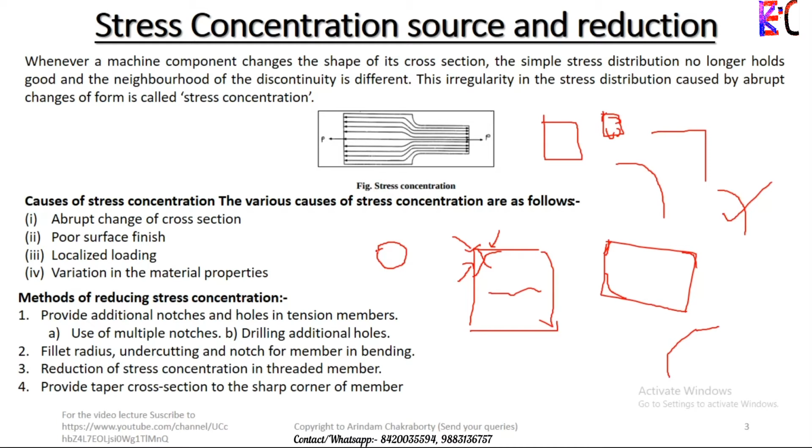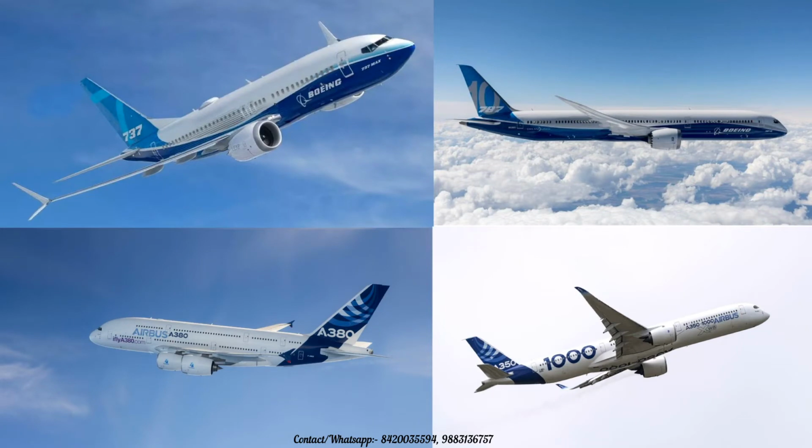Now let me come to one thing. Have you heard of an aircraft, as shown on your screen? The Airbus A380, as you can see. There are not only one, but several aircraft showing: you could see the A380, Boeing 787 or 737 Max, as well as the A350. These are the aircraft I'm showing on your screen.